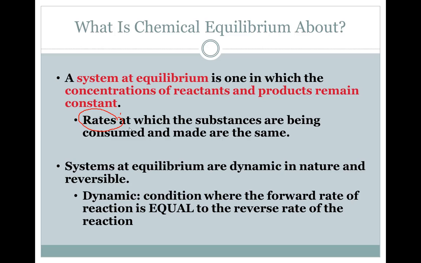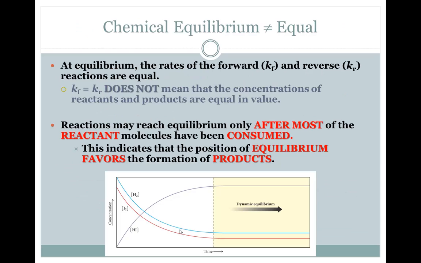Systems at equilibrium are dynamic in nature and reversible. We've discussed dynamic equilibrium in the past, but as a reminder, it's conditions where the forward rate of the reaction is equal to the reverse rate. That's where the word equilibrium comes from. At equilibrium, the rates of the forward, Kf, and reverse, Kr, reactions are equal. This does not mean the concentrations of the reactants and products are equal in value.